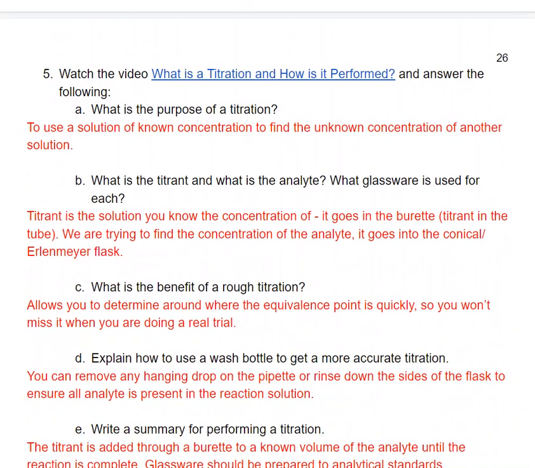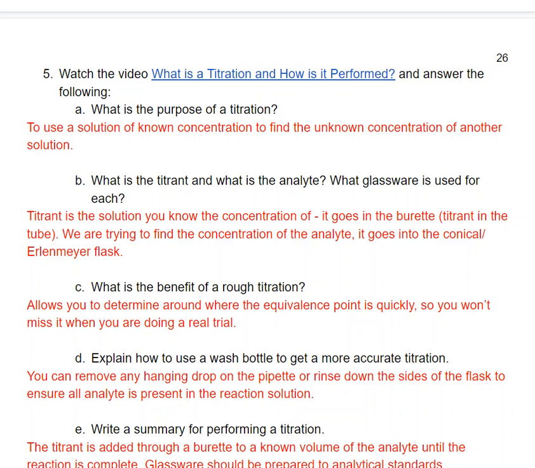To perform a titration, the purpose is to use a solution of known concentration to find the unknown concentration of a different solution. The titrant is the solution that you know the concentration of. It goes in the burette. I always remember titrant is in the tube. We are going to find the concentration of the analyte, and we're going to put that into the conical flask.